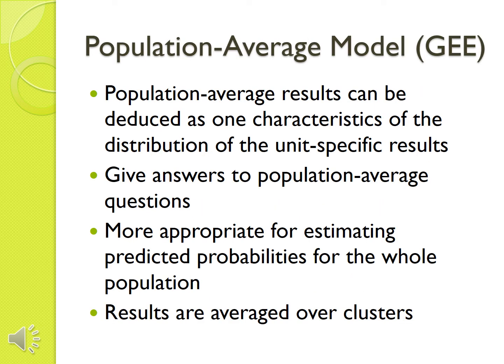Now, HLM also gives you the population average model, or the GEE model, which is something we haven't talked about. GEE models are different, but in some aspects similar to HLM models. But the goal for these are population average results that can be deduced as characteristics of the distribution of the unit-specific results. They give answers to population average questions.